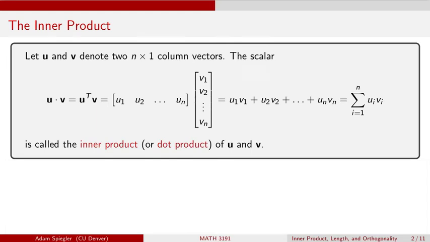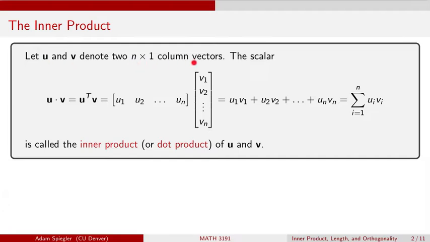All right, welcome everyone. So in this video, we are going to define an operation between two column vectors called the inner product or the dot product. And then we'll see how this relates to our previous discussion of magnitude of vectors and look at some properties of this operation. So let's consider two vectors u and v.